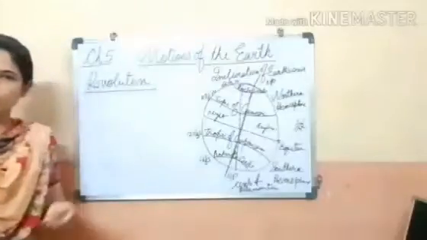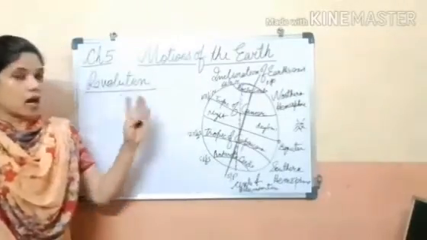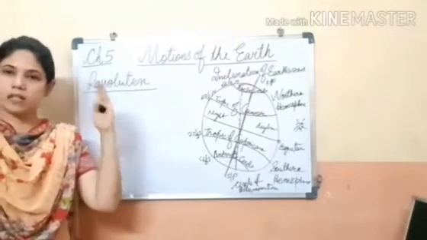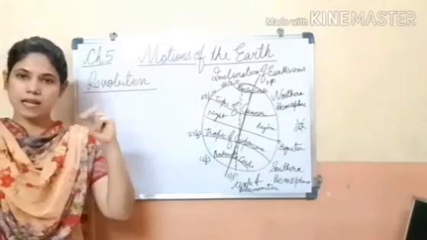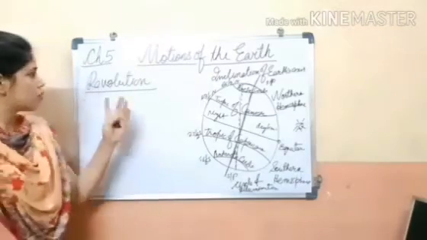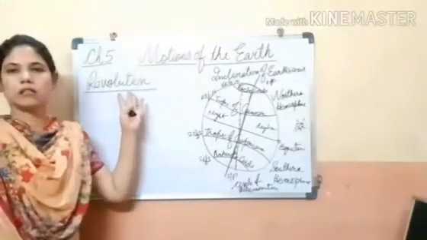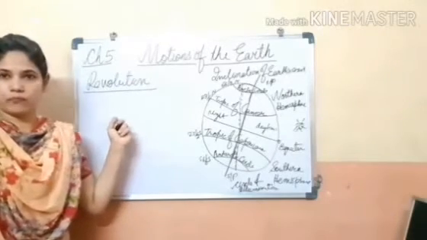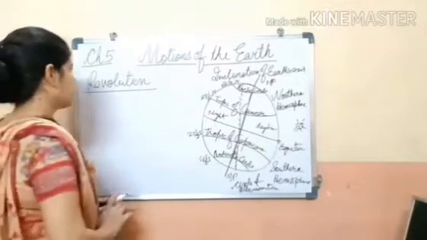Revolution is also a movement of the earth around the sun. It cycles the sun, taking a round of the sun. So revolution is the movement of the earth around the sun on its own orbit. On its own orbit, that is called revolution.